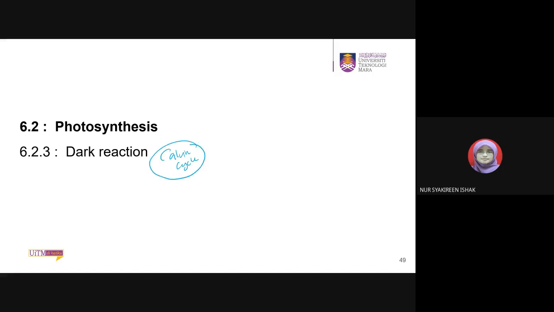Calvin cycle, although we call it as dark, it has to occur during daylight because it requires the product of light reaction, which is ATP and also NADPH. Okay, so kenapa kita panggil dia dark? Sebab process Calvin cycle, it does not require light energy directly. Okay, it requires light energy indirectly from the light reaction that produces ATP and NADPH.